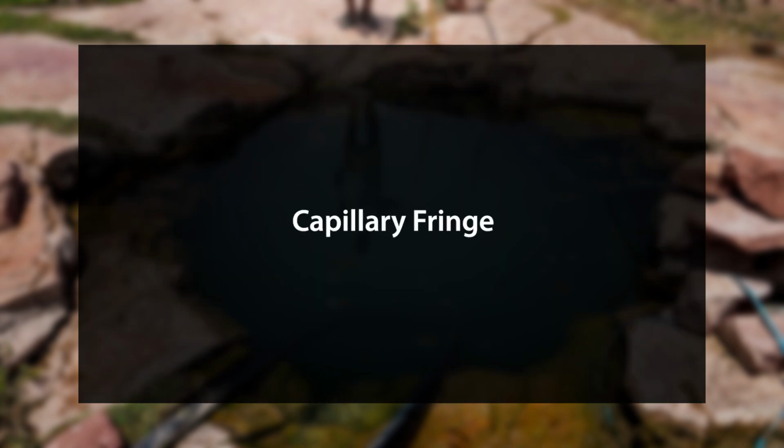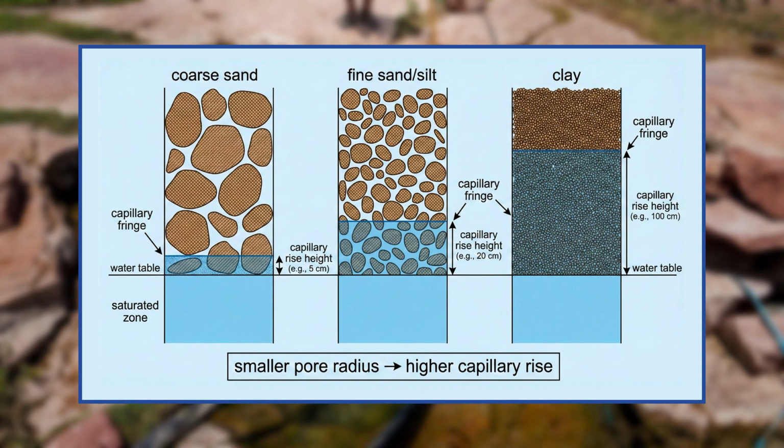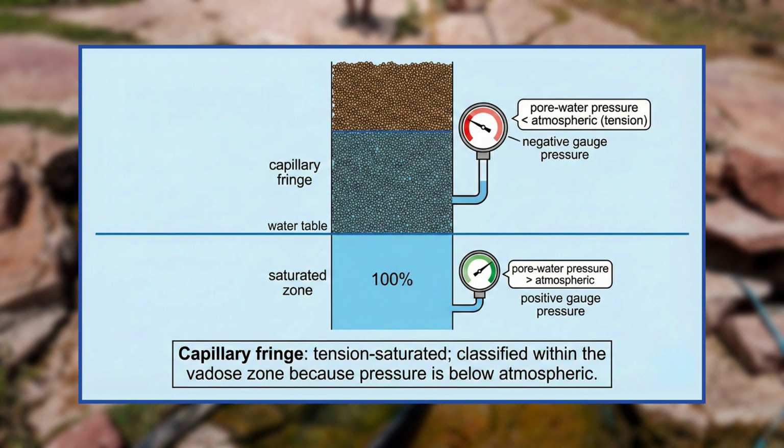Capillary fringe. This layer is immediately above the water table, where water is pulled upwards against gravity by capillarity or surface tension. A critical distinction in hydrology is that the capillary fringe is technically saturated, or the pores are 100% full of water. However, it belongs to the vadose zone because the pore fluid pressure within it is less than atmospheric pressure, or negative. This area is sometimes referred to as the tension saturated zone.